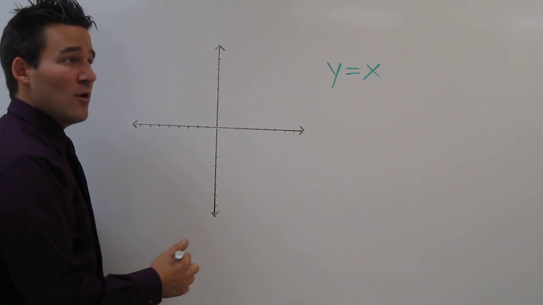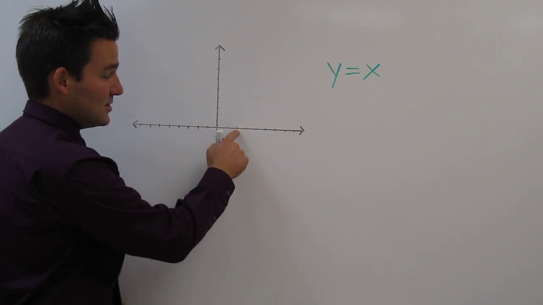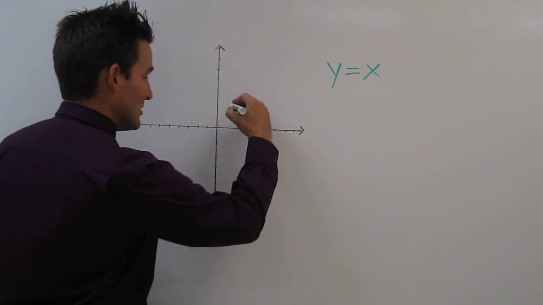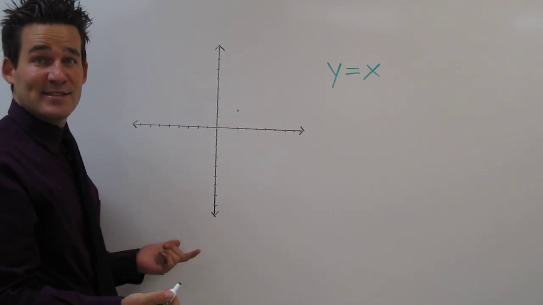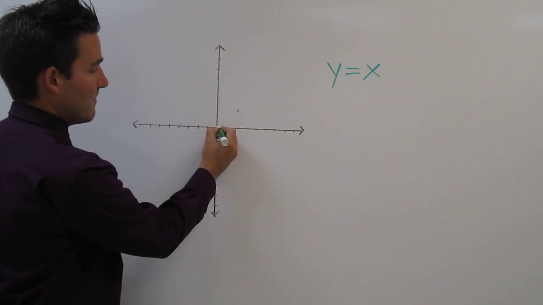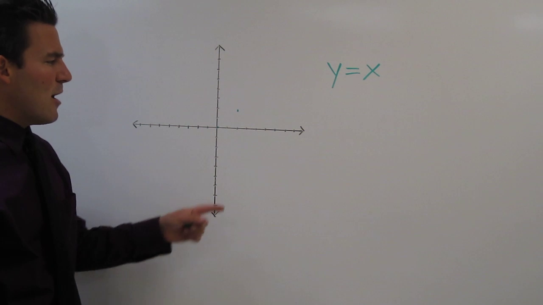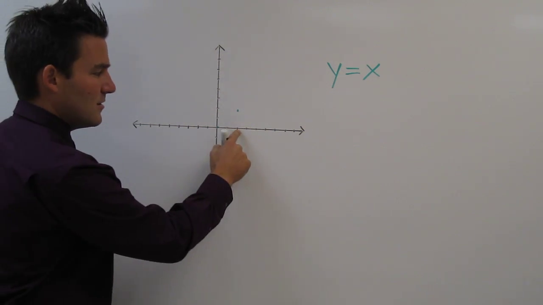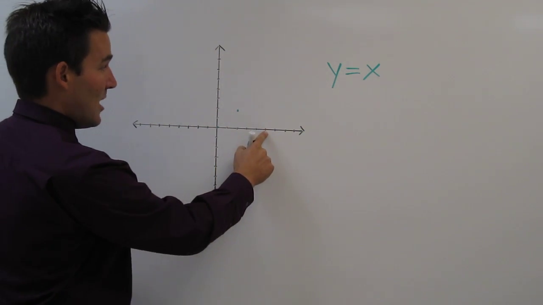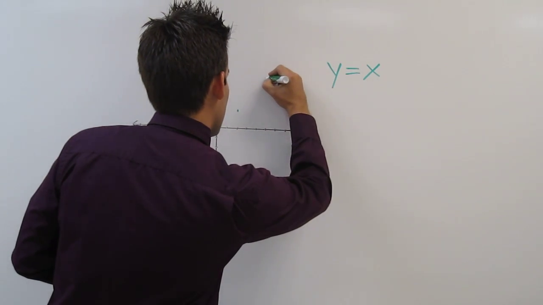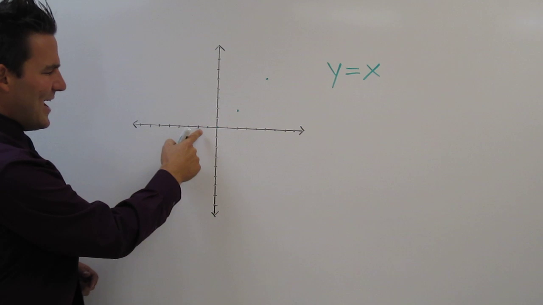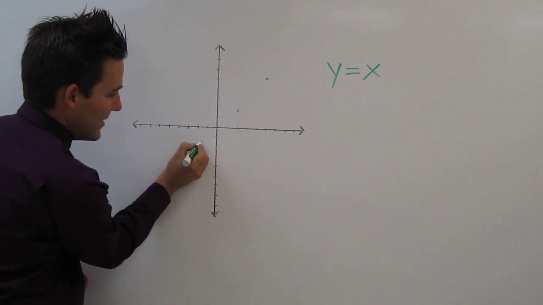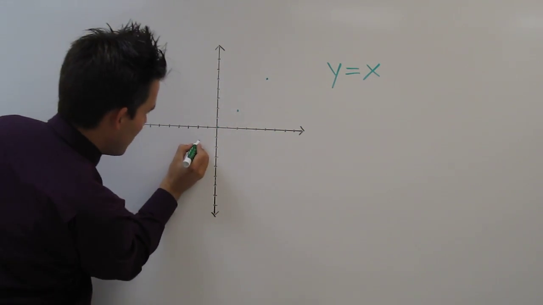So for example, when x is 2, y will also be 2. And when x is 0, y will be 0. How about when x is 5? Y will also be 5. And what about when x is negative 2? Well, y will be negative 2.